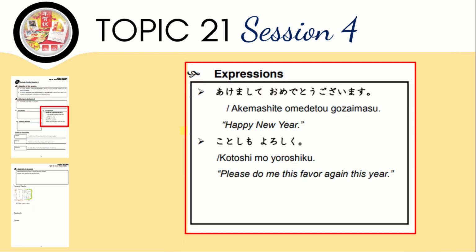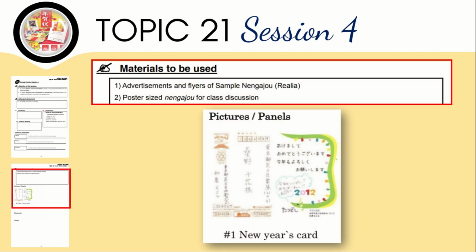And here are the expressions for this session. Akimashite omedetou gozaimasu. And kotoshi mo yoroshiku. And be ready with these materials. Advertisements and flyers of sample nengajo, that's from the realia, and a poster-size nengajo for class discussion.